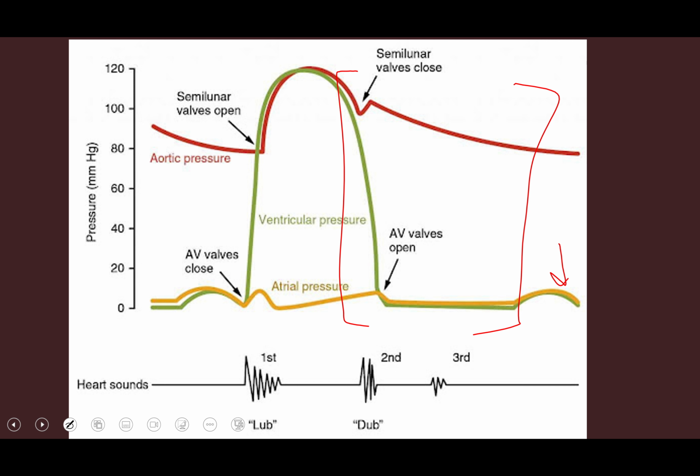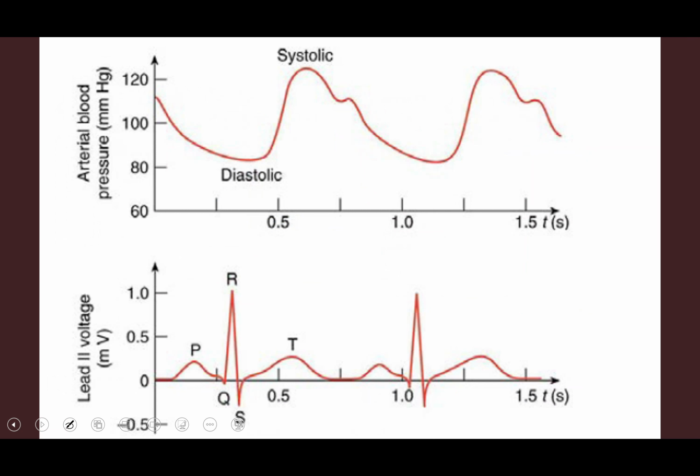So remember, the closing of the atrioventricular valves is the lub. The closing of the semilunar valves is the dub. We also have a little tiny secondary kind of sound when the recoil happens. If it gets too much, it can develop into a heart murmur and all sorts of stuff. But that is generally it. So it's the arterial blood pressure, diastolic and systolic pressure there, and we have the lead 2 voltage. This is how we get the voltage of the heart and produce this graph.